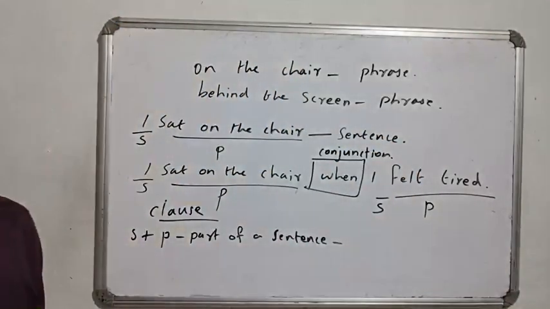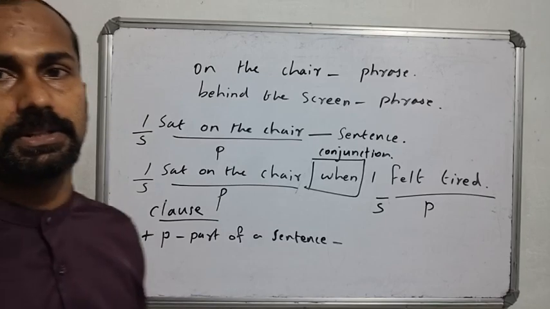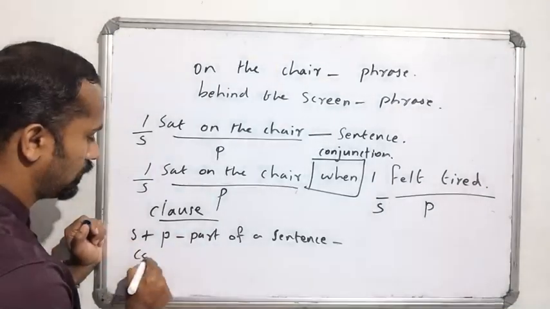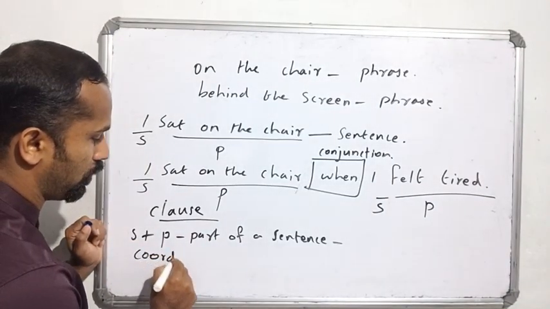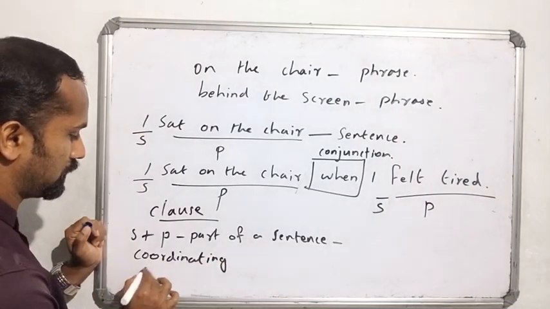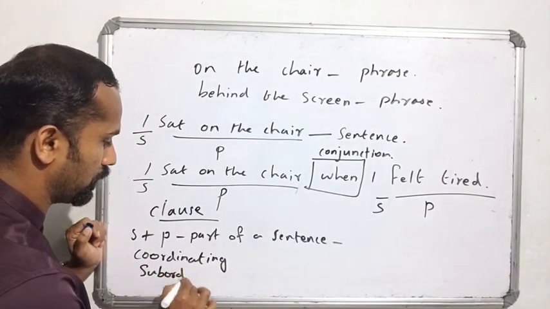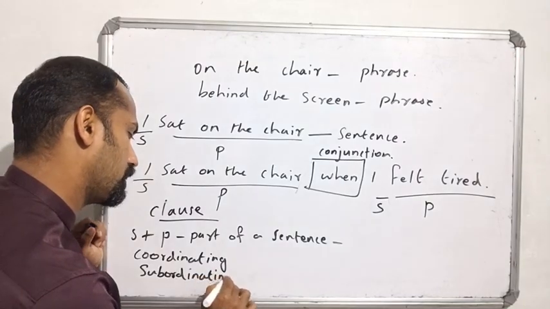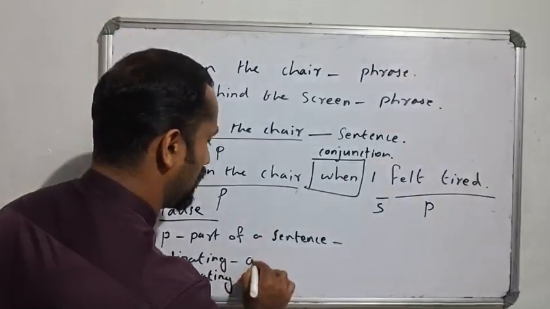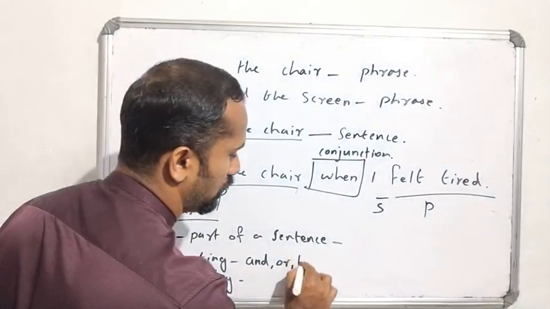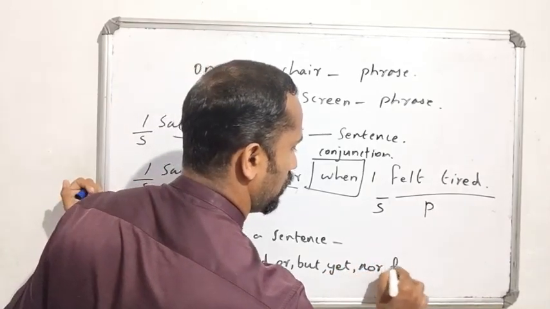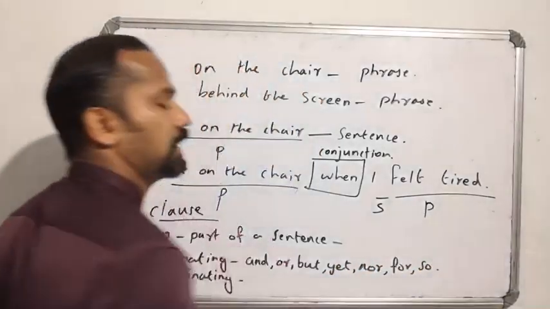This is called conjunction. There are two types of conjunctions. One is coordinating conjunction, the second one is subordinating conjunction. Coordinating conjunctions are and, or, but, yet, nor, for, so, etc.